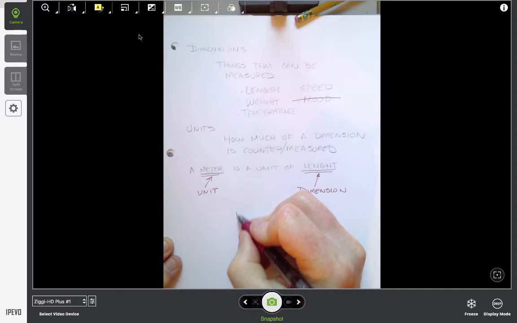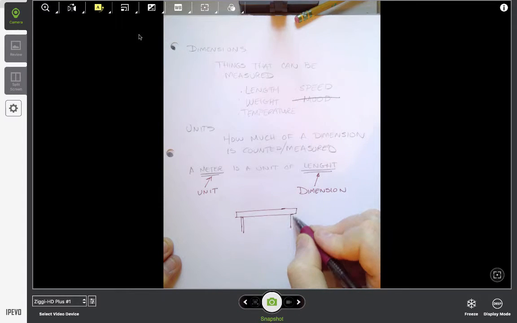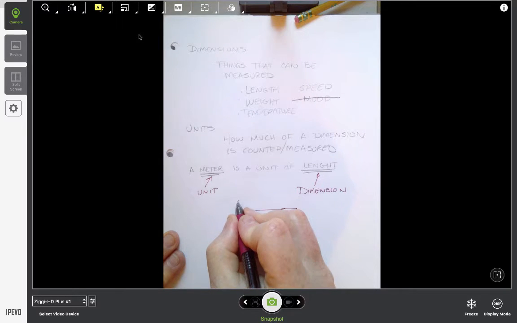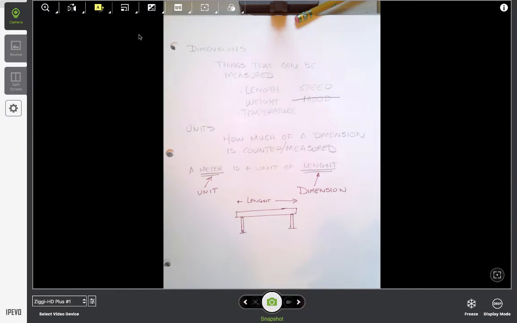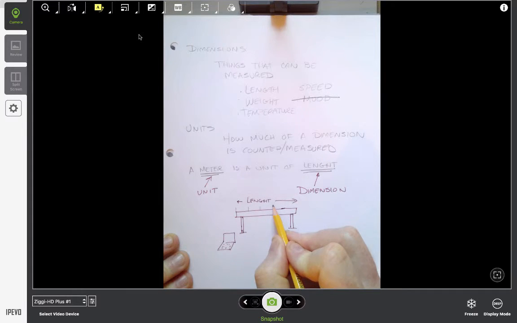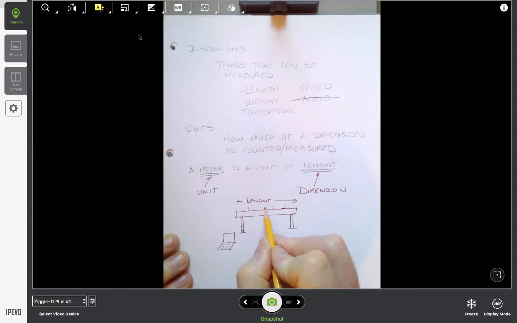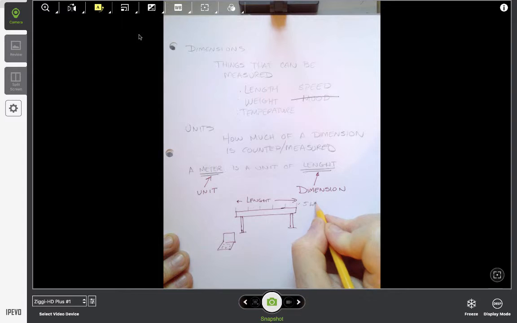As an example, consider a table. And the table has some length. And we have several ways to measure it. We can take a laptop computer and we can lay the computer starting at one end of the table and just count how many laptops. 1, 2, 3, 4, 5. So this table is 5 laptops long.